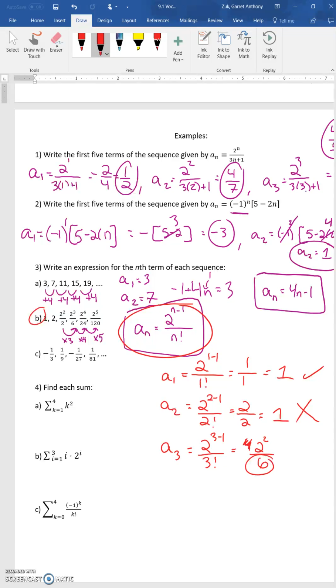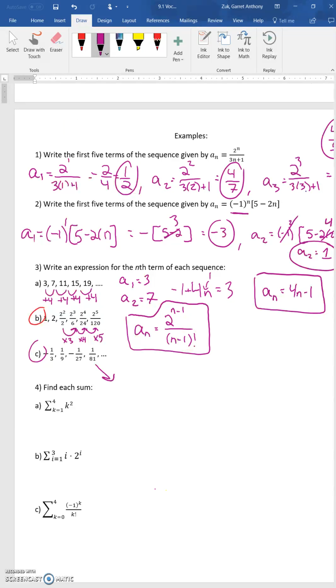I do want to do example C here because it's one we haven't quite seen yet. This is like that example we mentioned earlier where we have that alternating sign. We go from a negative 1/3 to a positive 1/9, negative 1/27, positive 1 over 81. Anytime we have that sign going back and forth, we know we're going to have negative 1 raised to some power. The question is, is it going to be negative 1 to the n, or possibly n minus 1 or n plus 1?